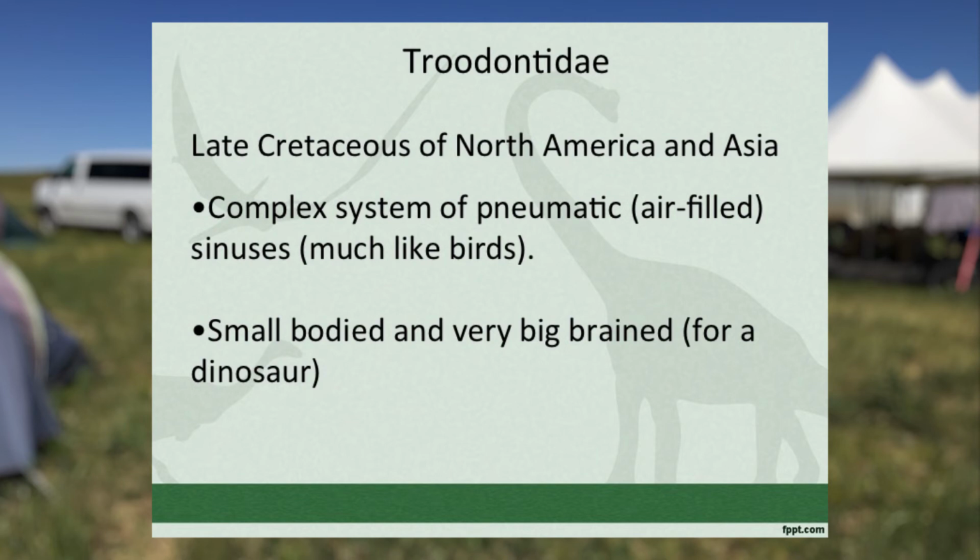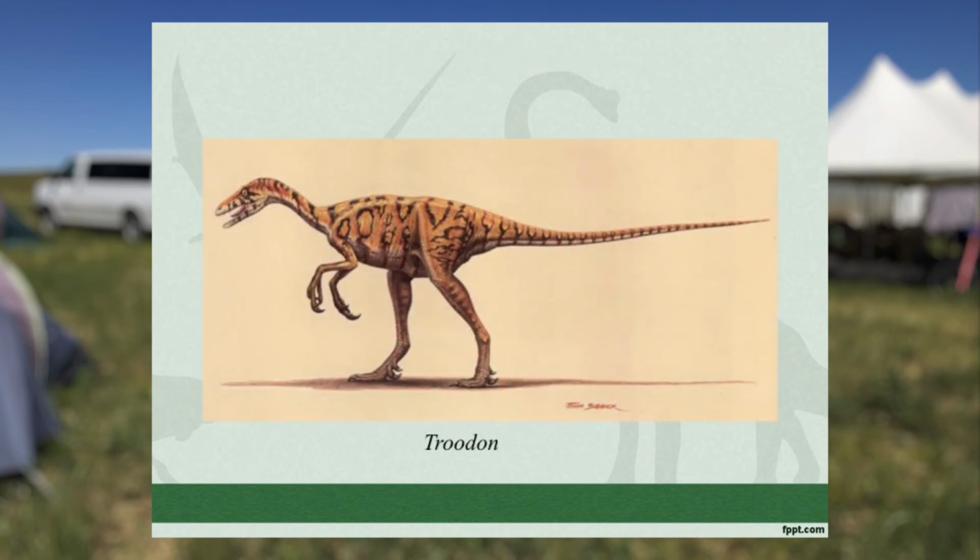Troodons, we definitely find these here, late Cretaceous in North America and Asia. Complex pneumatic sinuses, so lots of hollowing of their skeletal systems. Small bodies with really big brains. So quick, agile, and smart. There's another picture, I think I showed it earlier, of what they probably looked like. So when you're digging, be really careful. Their teeth are really small, but you can find these.